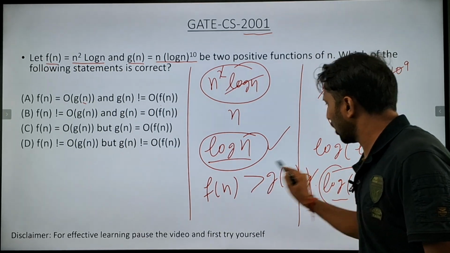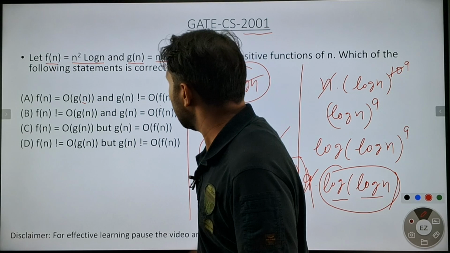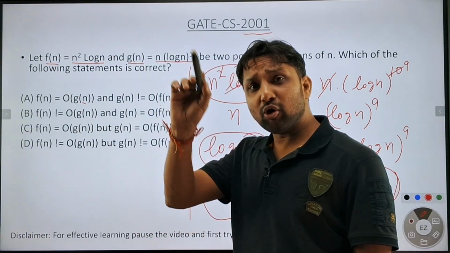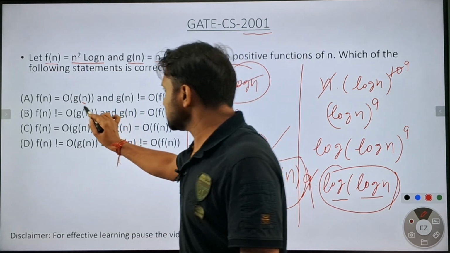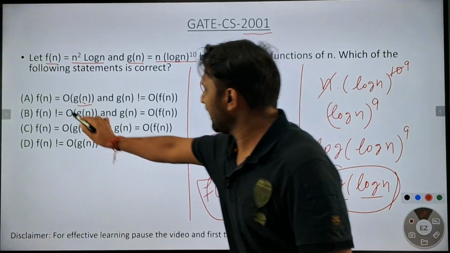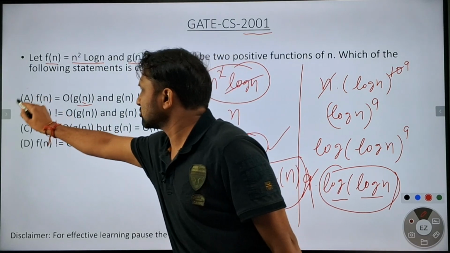This thing we know now. Based upon this, let's see which relation is right. In big O, the right hand side will be greater than or equal to the left hand side. So the right hand side should be greater, so g(n) is greater than f(n). But g(n) is not greater than f(n), so this statement is wrong.